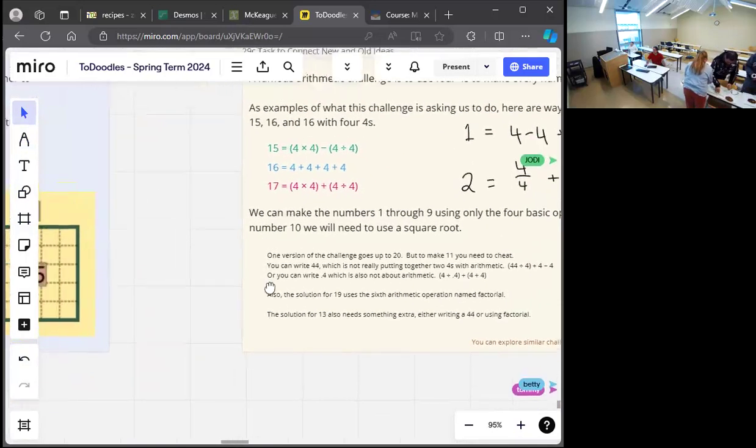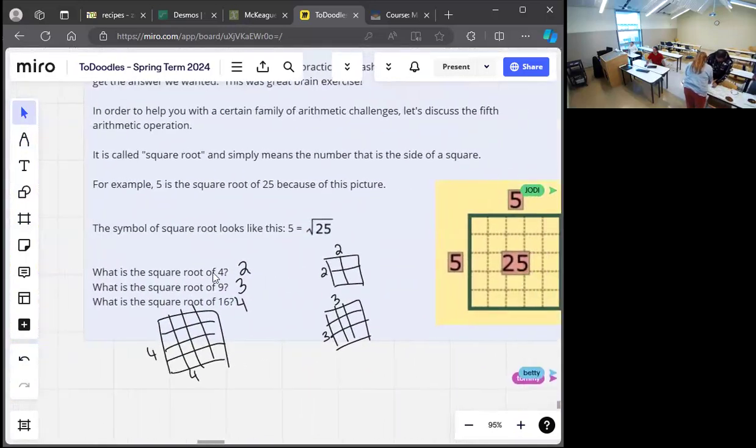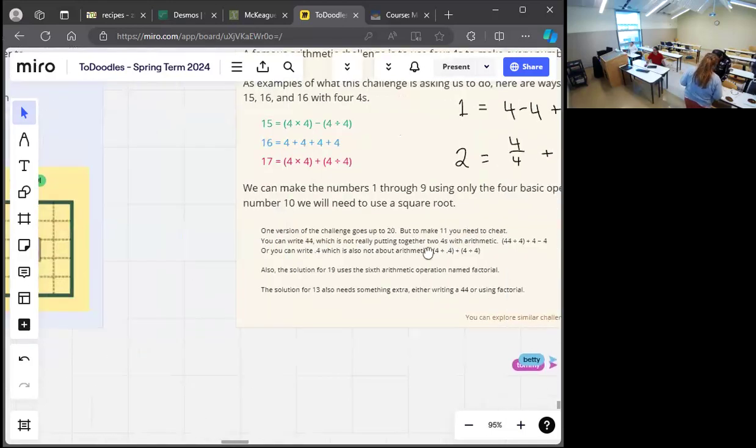The hint I was about to tell you is you need to do square root of one of them to get to 2.